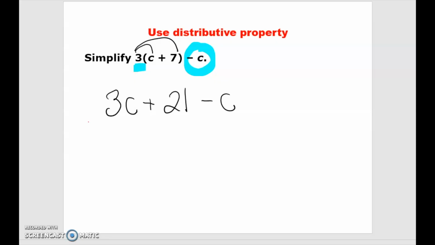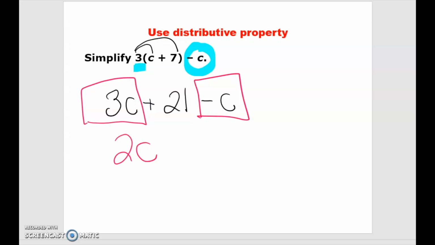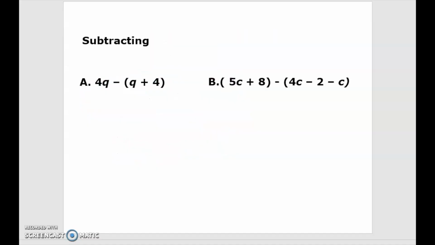Now we're going to box our terms. 3c minus c is 2c. I can't do anything with that 21, so I just bring it down. Okay, so this gets tricky. You have to be really careful. Let's try just a few more.